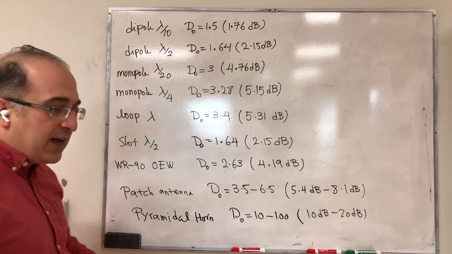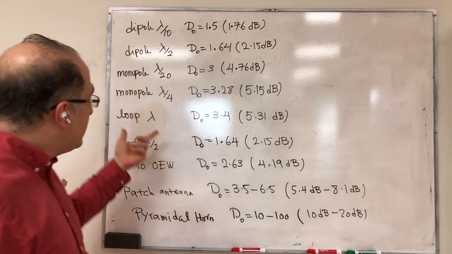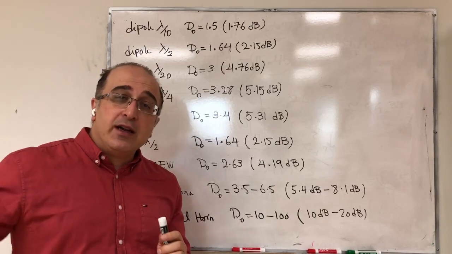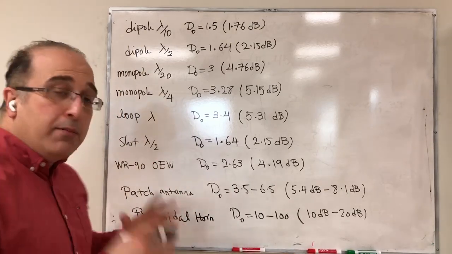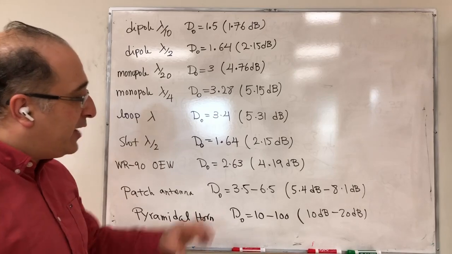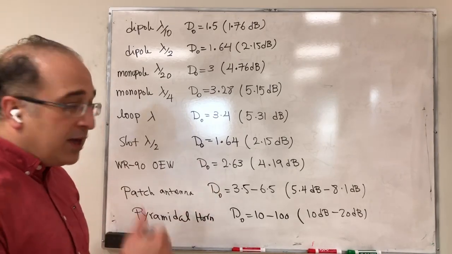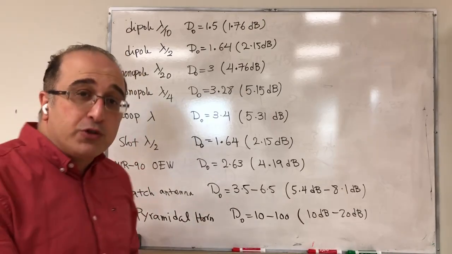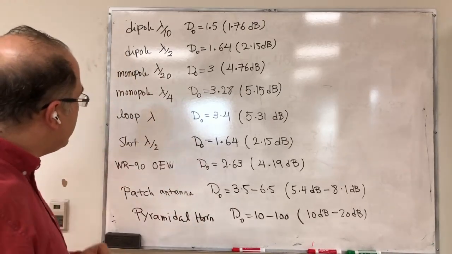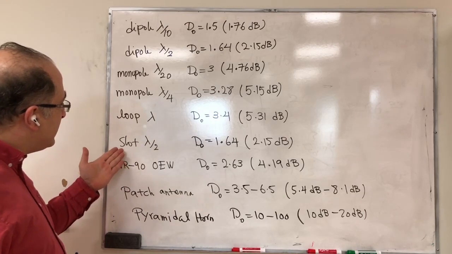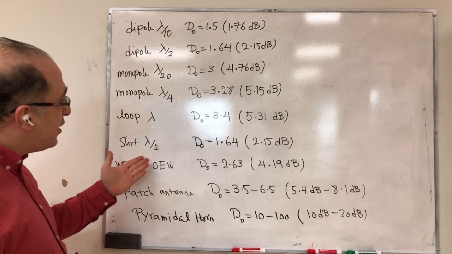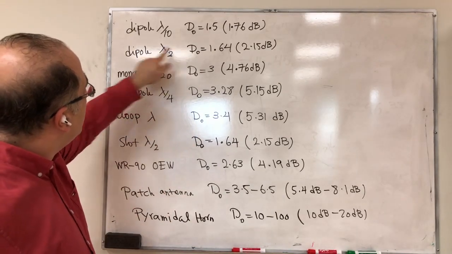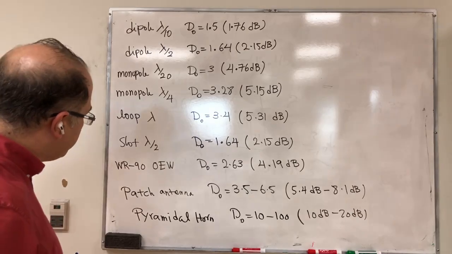We also looked at a small loop and also a loop of circumference lambda. For the loop of circumference lambda, we saw it in the lab and also in the lecture, mainly in the lab. If we had the loop of circumference lambda, the main beam was along the axis of the loop as opposed to a small loop antenna. And this is the directivity. We also discussed half a wavelength slot antenna, and this was the directivity.